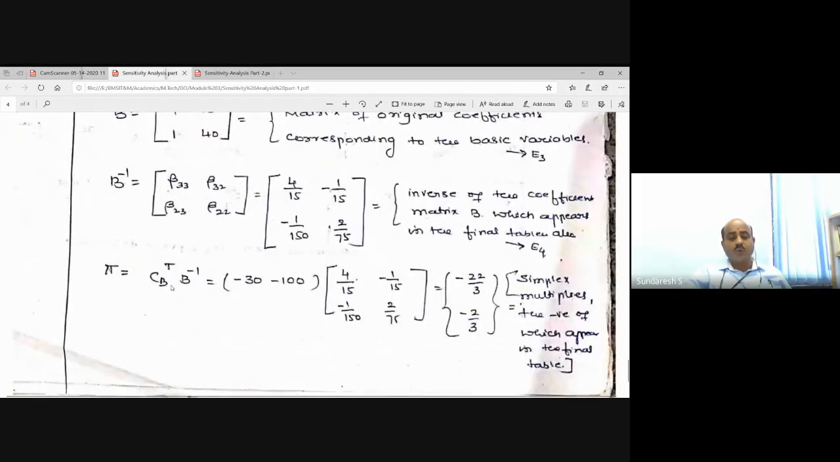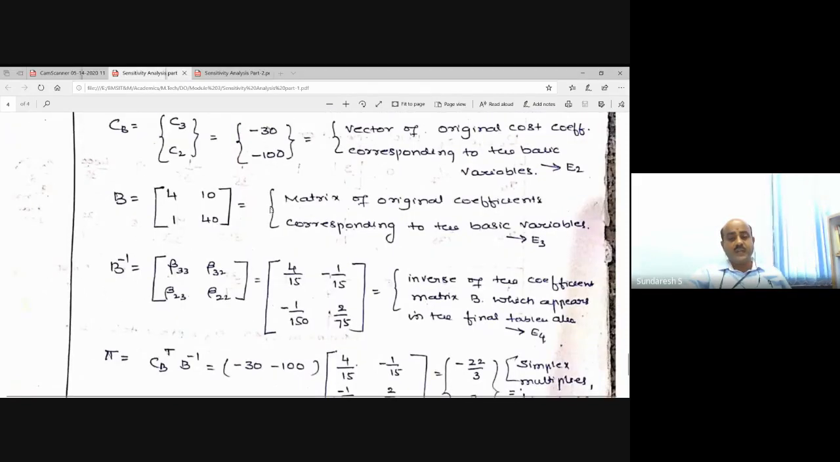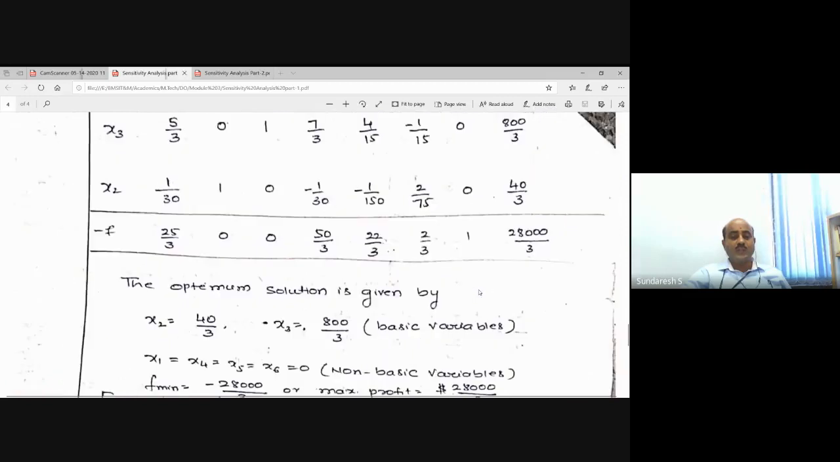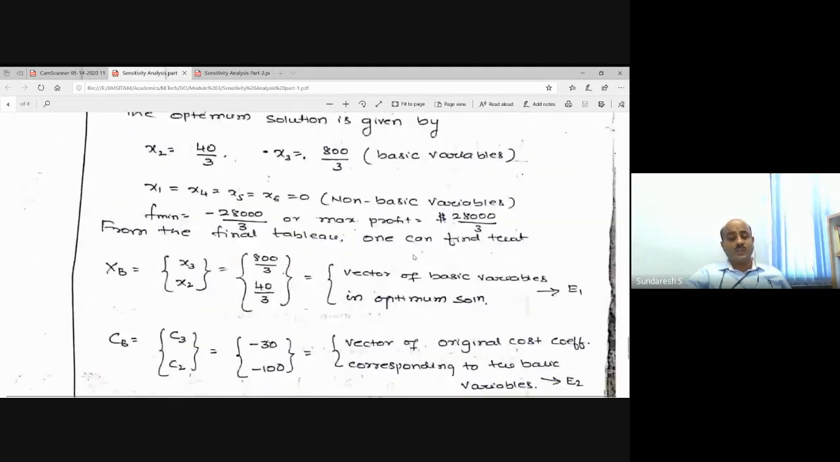And pi is equal to CB transpose B inverse. CB transpose here is minus 30, minus 100, and B inverse is as above. You have to get this product. You are going to get minus 22 by 3, minus 2 by 3. These are the simplex multipliers, the negatives of which appear in the final table. See, 22 by 3 and 2 by 3; these two can also be seen in the table as the negatives of those values.